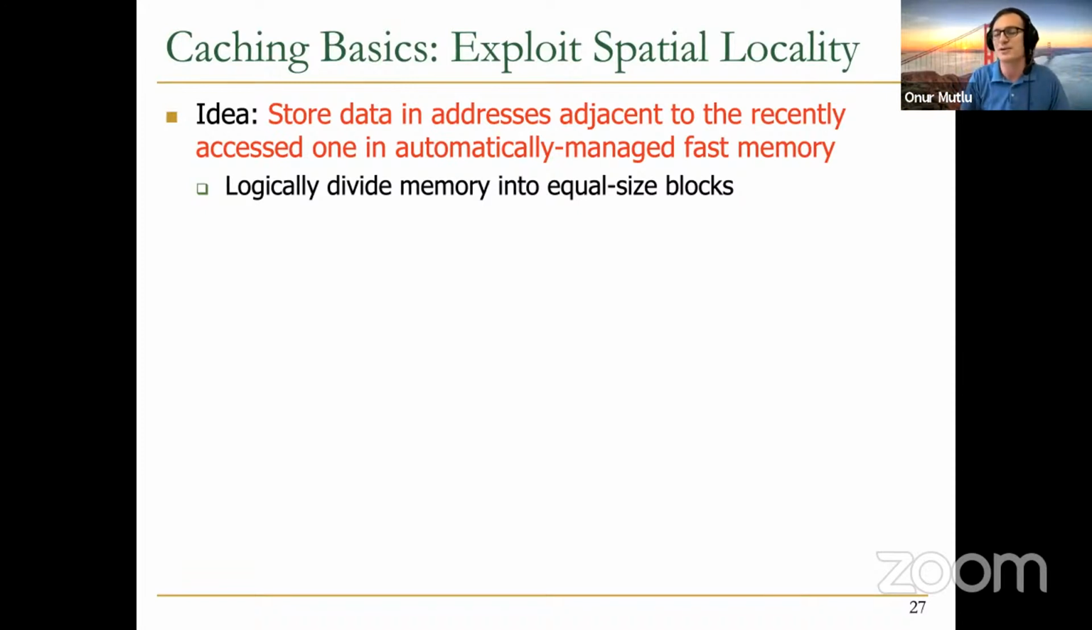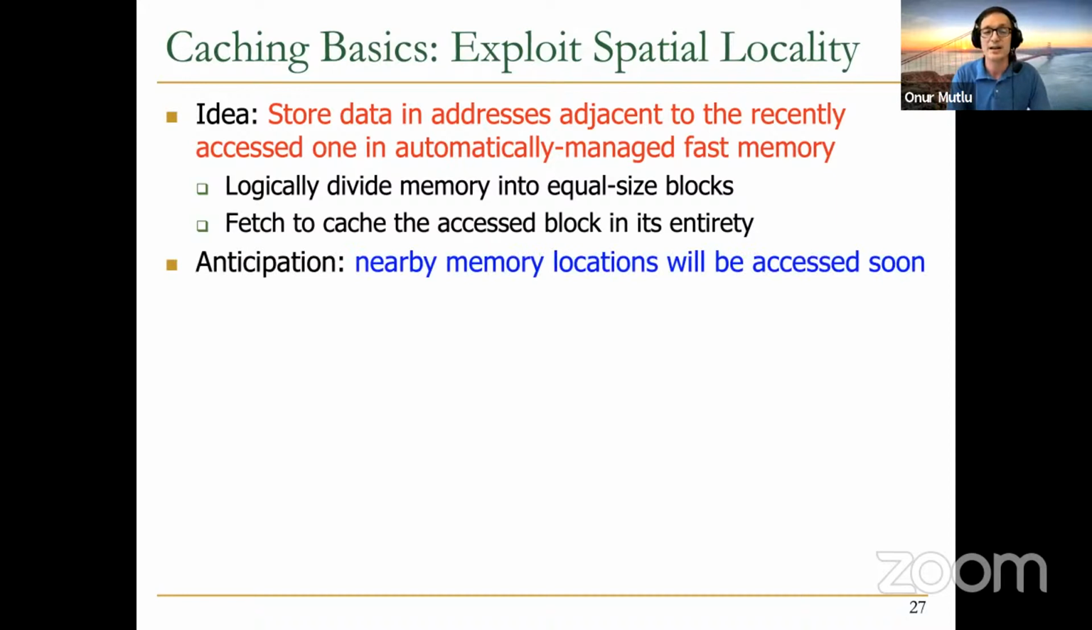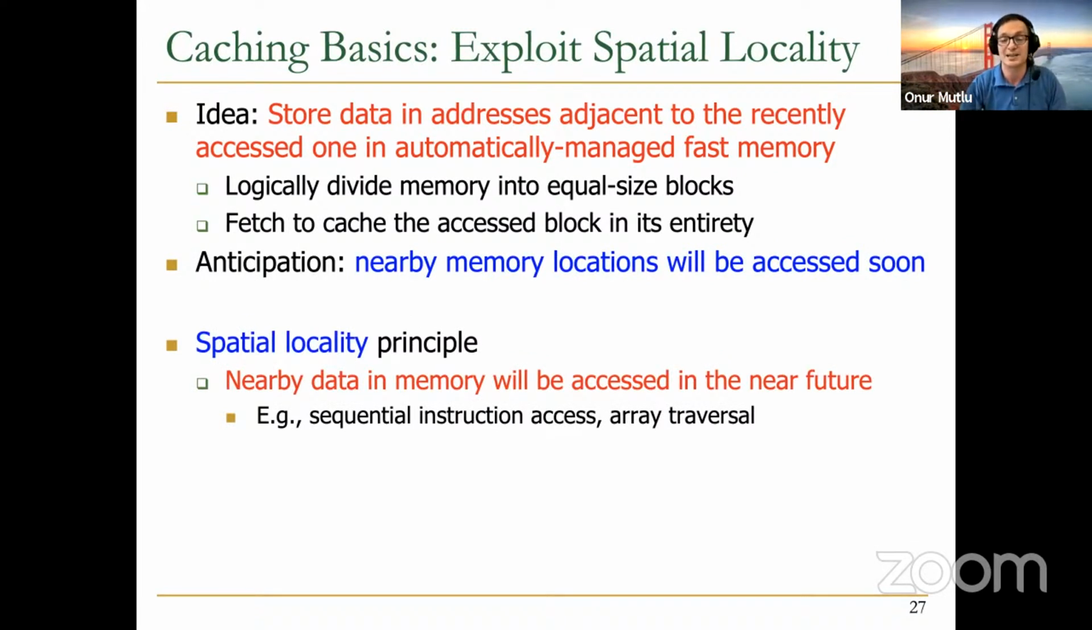There are many ways of doing this, but in hardware caches, you logically divide memory into equal size blocks because hardware management is easier if you have equal size blocks, and fetch to cache the accessed block in its entirety, completely, as we will discuss. The anticipation is that nearby memory locations within the block will be accessed soon, not just the recently accessed data word, but everything within the block. This is the spatial locality principle: nearby data in memory will be accessed in the near future. And we also discussed why this may happen in real programs.